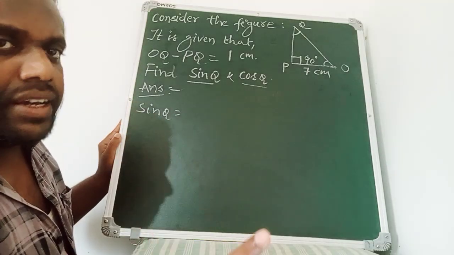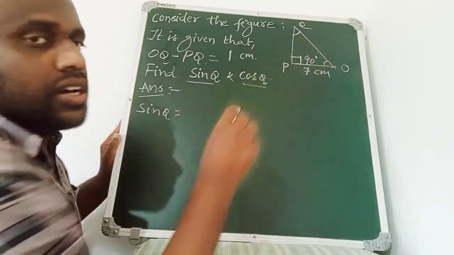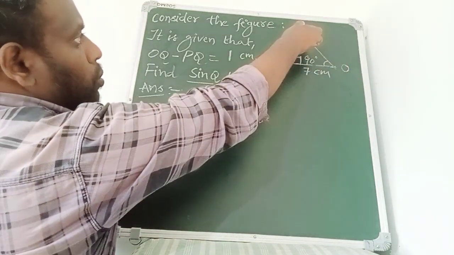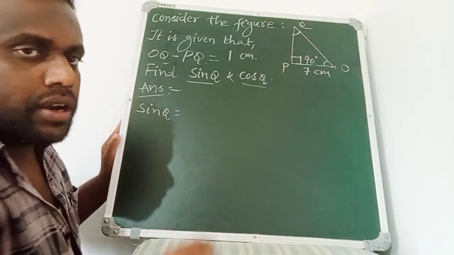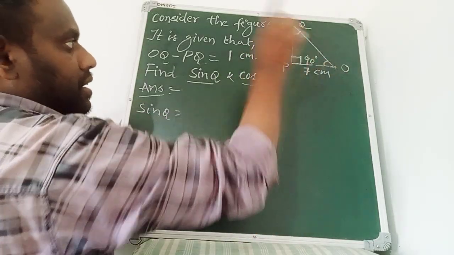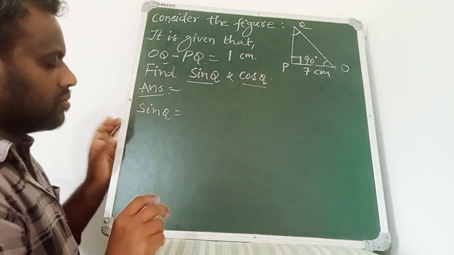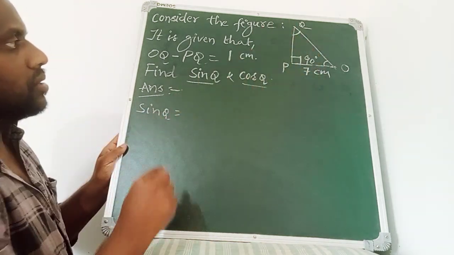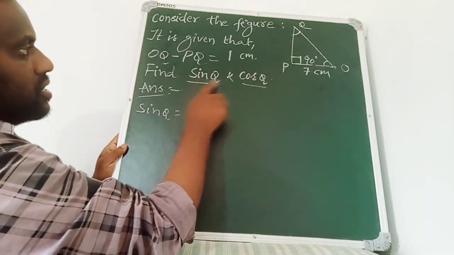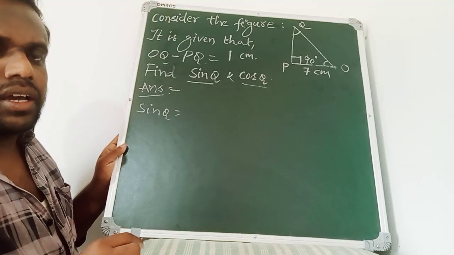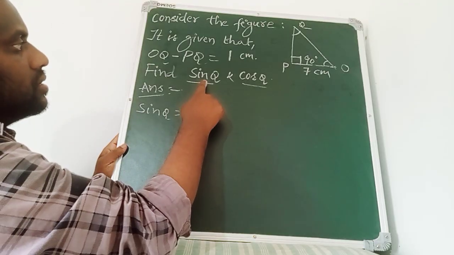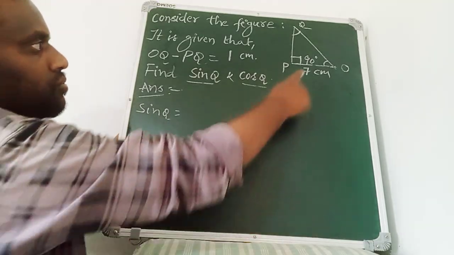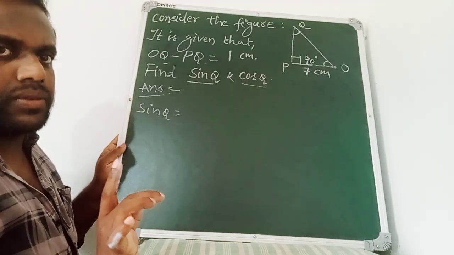When one angle is 90 degree in a triangle, this is a right triangle. Because of the 90 degree, this triangle OPQ is called a right triangle. Okay, that you remember. So for a right triangle, trigonometric functions are applicable. For other triangles, sin Q, cos Q, trigonometric functions are not applicable. For a right triangle, we will use trigonometric functions. Okay.